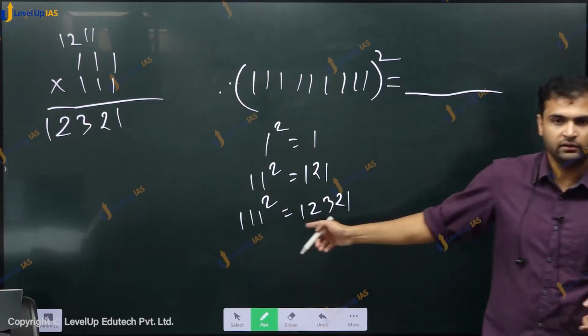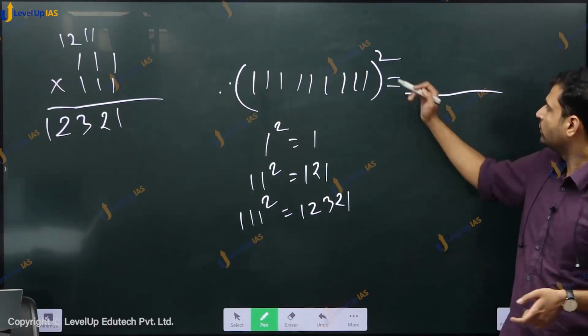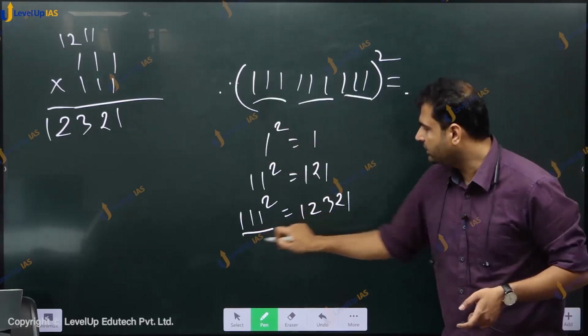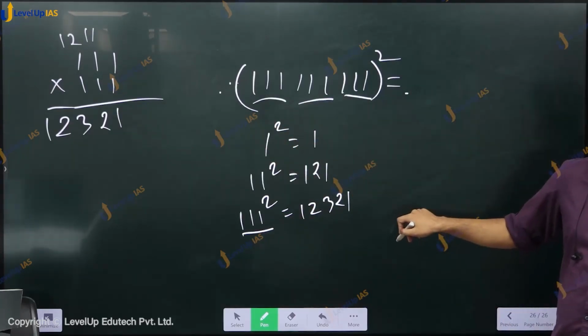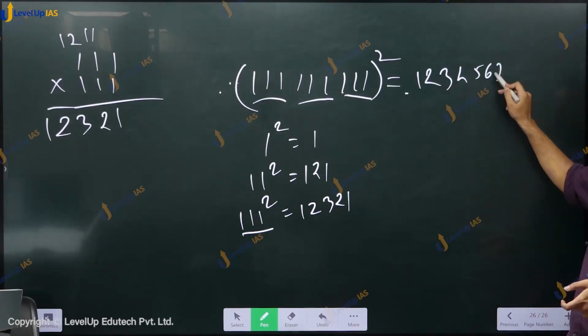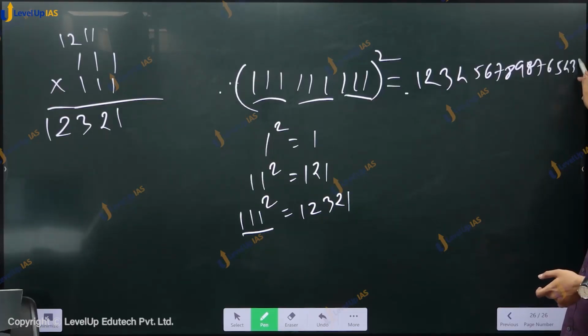Now the pattern is visible. Is the pattern visible here clearly? What would be the answer here? Here there are 9 digits. Here there were 3, so we went up to 3 and came back. Here we go till 9. 1, 2, 3, 4, 5, 6, 7, 8, 9, 8, 7, 6, 5, 4, 3, 2, 1.